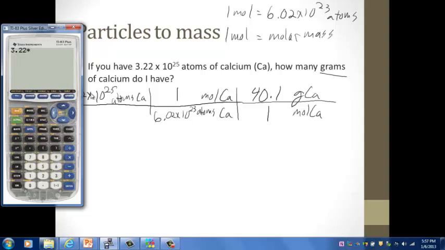Now, instead of doing times 10 to the 25th here, I'm going to use this little button here. It pops up as an E. On a graphing calculator, it's second to comma. You might have to search around to find your E. On other calculators, it might be a little different.